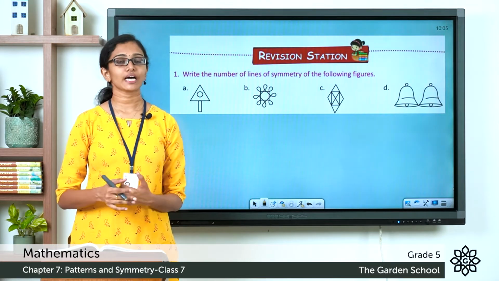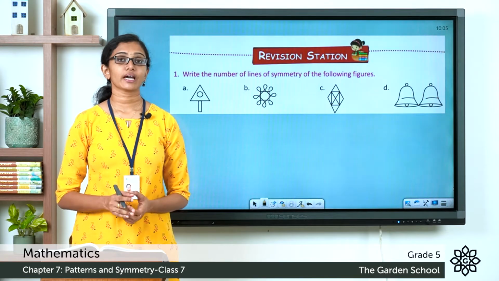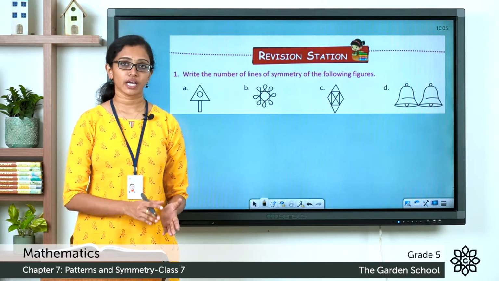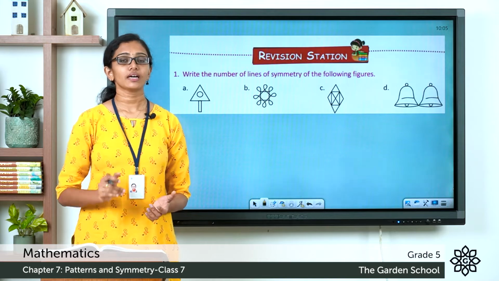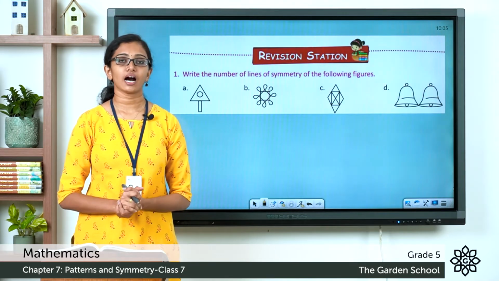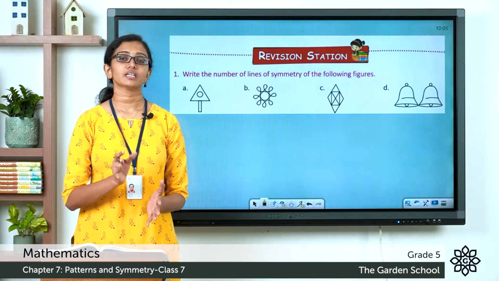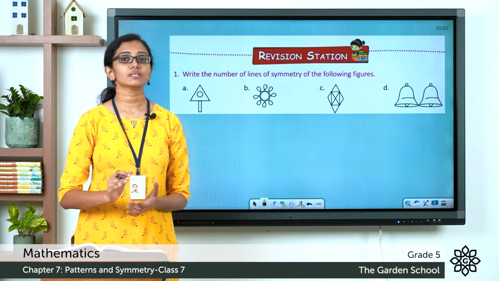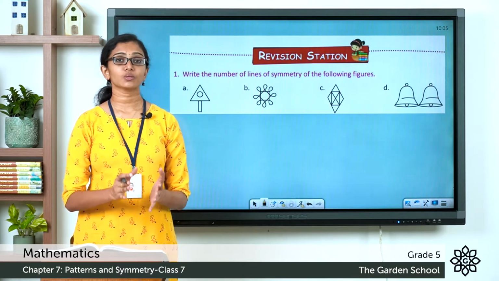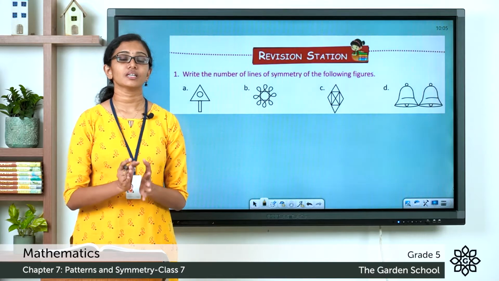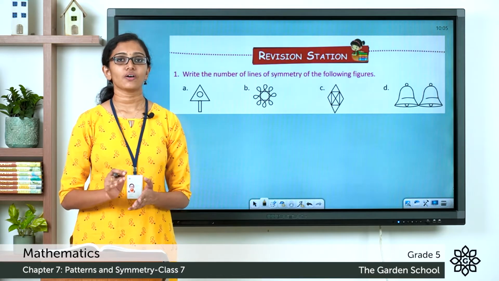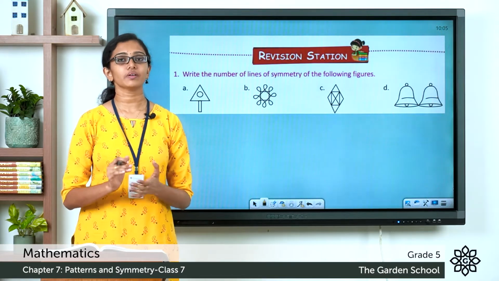So what do you mean by a line of symmetry? When you can fold or divide a shape or an object along a line into identical halves, you call that image as symmetrical, or the shape is symmetrical, and that line which divides it into identical halves is called the line of symmetry or axis of symmetry or the mirror line.